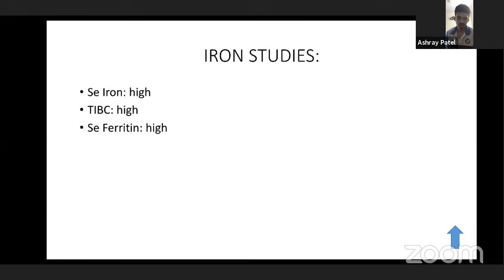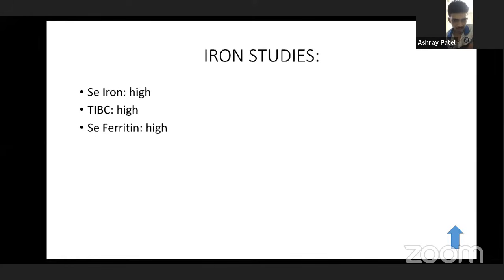If it's microcytic hypochromic, I would first think about iron deficiency anemia. It can be due to thalassemia. It can be due to sideroblastic anemia. Then anemia of chronic diseases. These are the 4 differential diagnoses which we can make out. So further, by using iron studies, we can confirm.